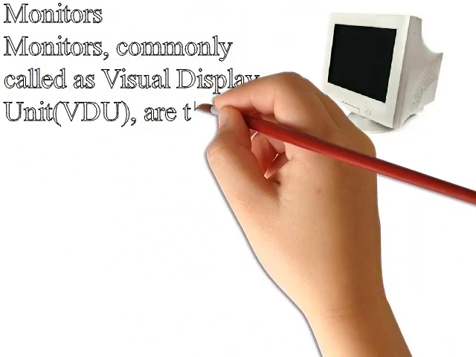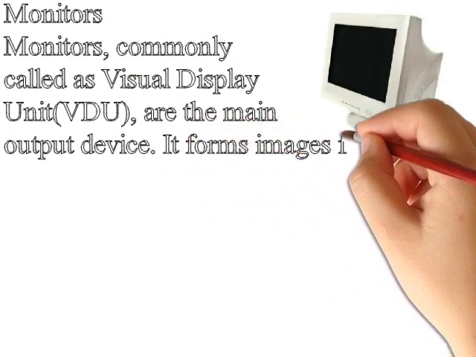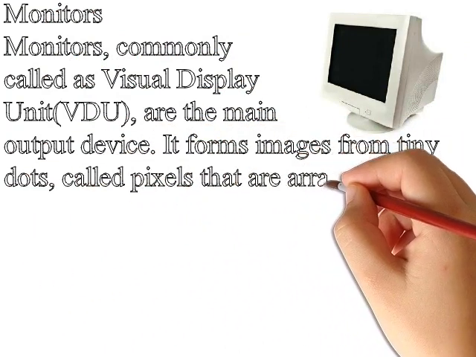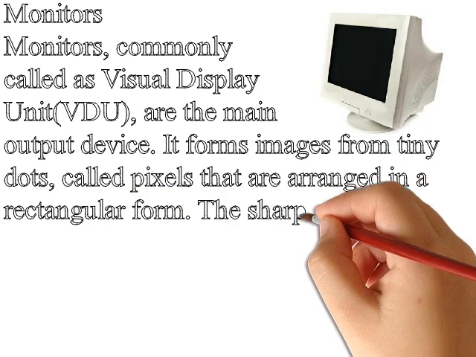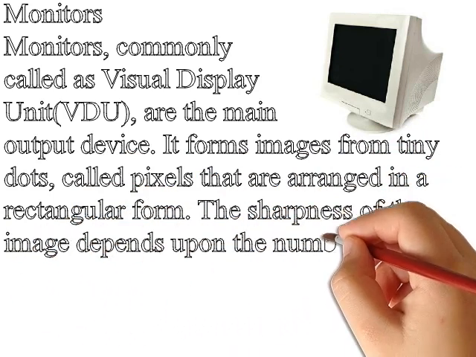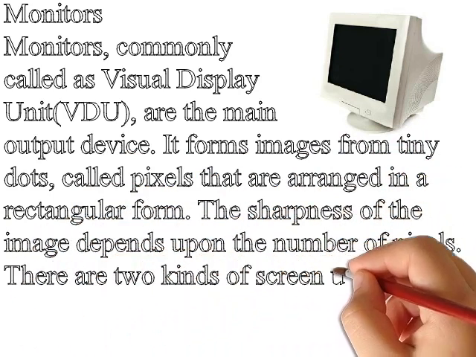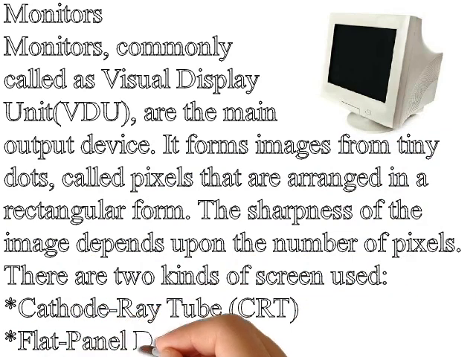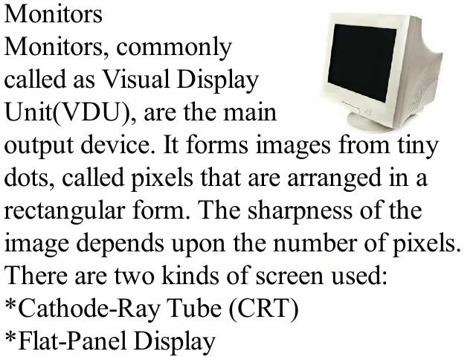Monitors, commonly called visual display units, are the main output devices. A monitor forms images from tiny dots called pixels that are arranged in rectangular form. The sharpness of the image depends upon the number of pixels. There are two kinds of screen used: cathode ray tube and flat panel display.